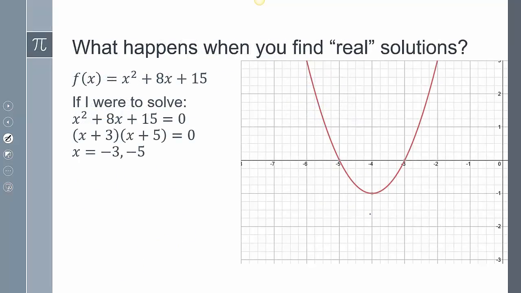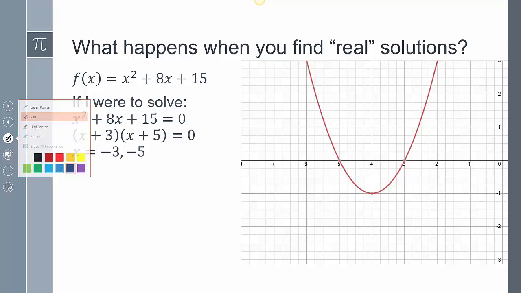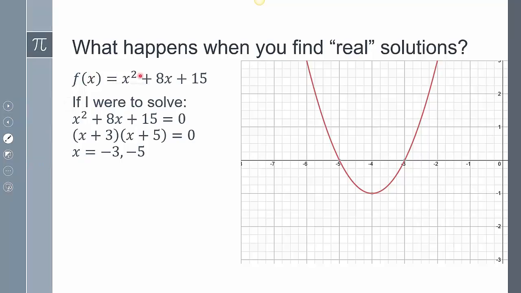Now what happens when you're finding these real solutions? Notice that if I factored this, let's say this is my equation, and I set it equal to 0, and I solved it, and so I factored it, and I got x equals -3 and -5 from doing that. When you get real solutions, it's where the graph crosses the x-axis. So it crosses here at -5 and here at -3.